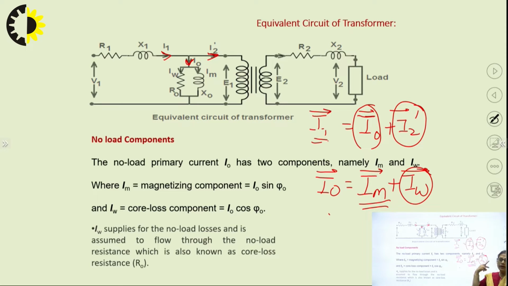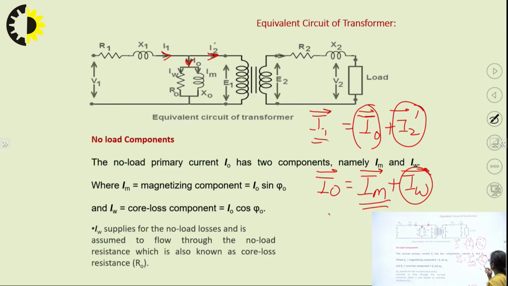When the transformer is working and it is being loaded, at that time, the input current has to perform two functions. What are the two functions? One is obviously to magnetize the core, to establish the flux in the core. Another one is to make over the losses which are taking place in the transformer.